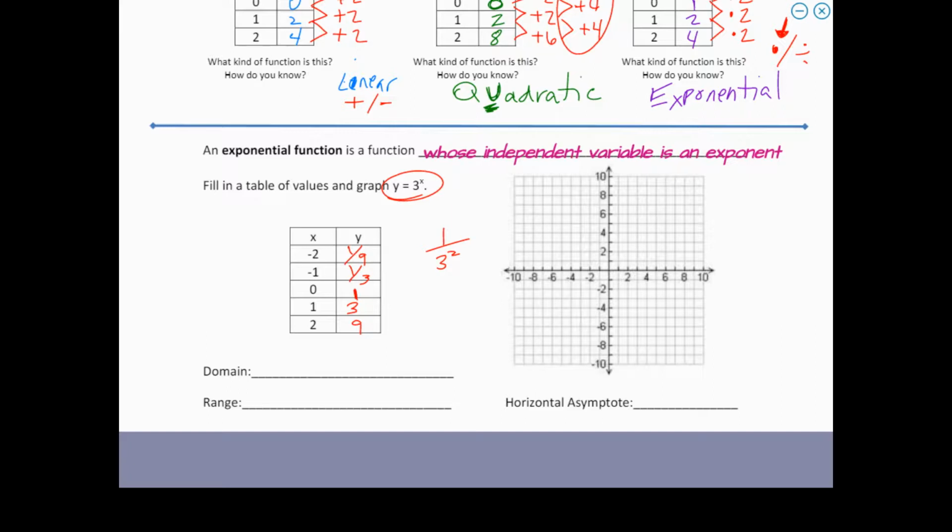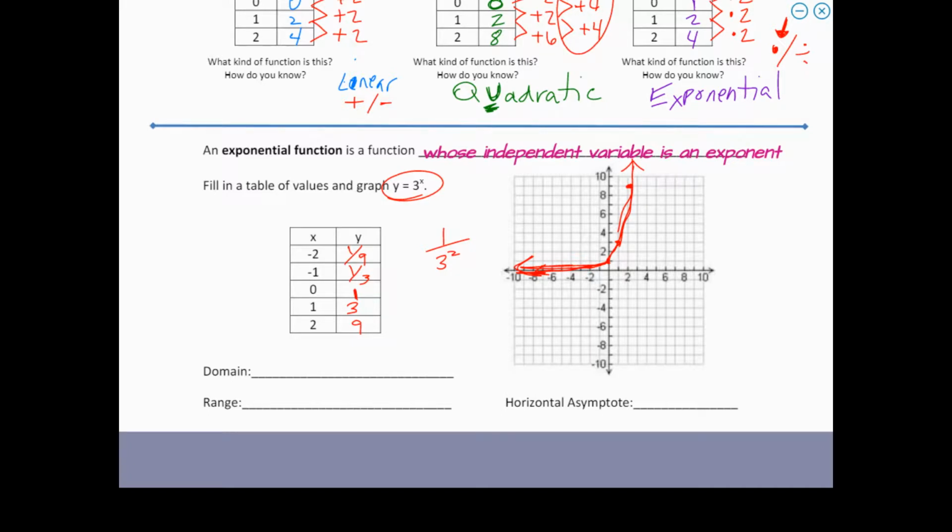So if I graph these on the graph here, negative 2, it's barely going to be above the line. Then 1/3 is a little bit taller. 0 is at 1. 1 is at 3. 2 is at 9. Can't draw a curve very good on this thing. Okay, so there's my exponential function. Not pretty on my tablet here, but there it is.